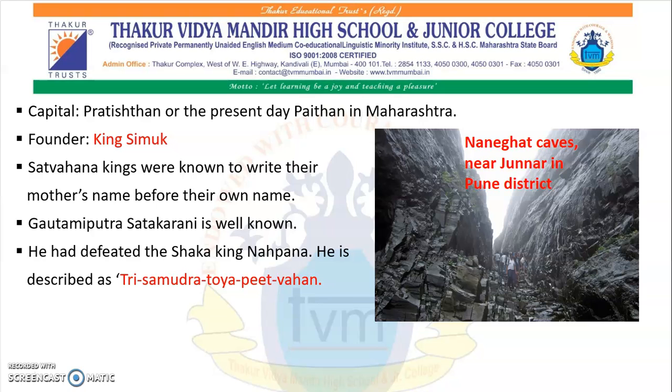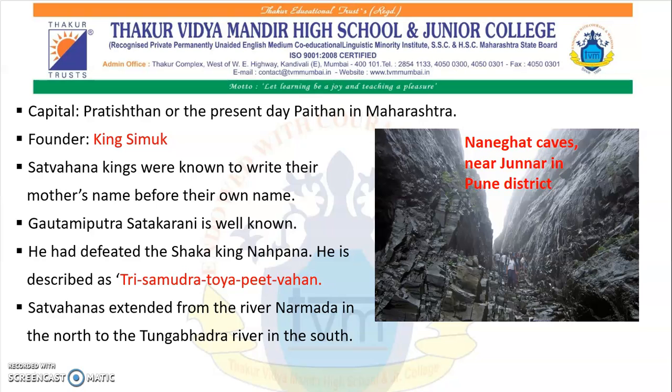So, during his reign, the empire of Satvahana extended from the river Narmada in the north to the Tungabhadra river in the south. From this expansion, you can see how powerful he was, that he extended the Satvahana kingdom from the north on the top till the end of south.